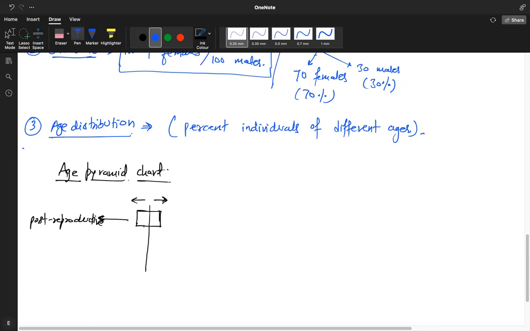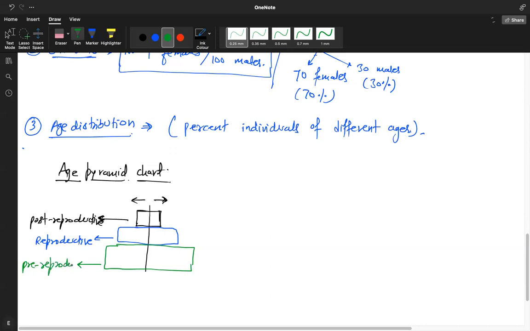Then we have this blue one, which tells us about organisms that are still in their reproductive phase. And then I'll use, let's say, a green one to represent individuals who have not yet reached reproductive age, the pre-reproductive phase. If you look at it, it looks like a pyramid, right? Correct? Do you understand?